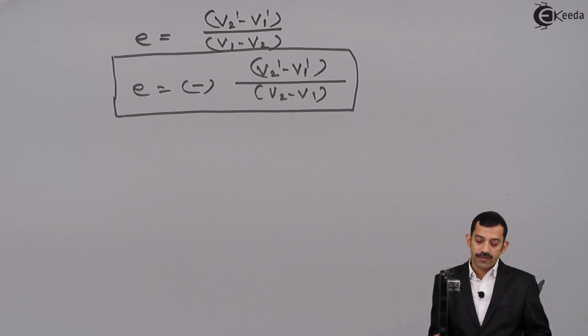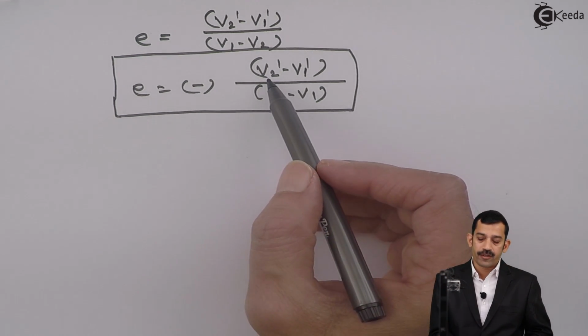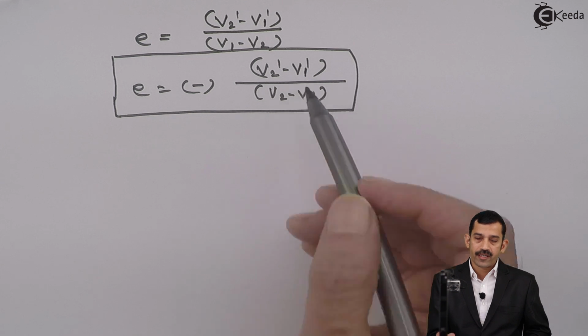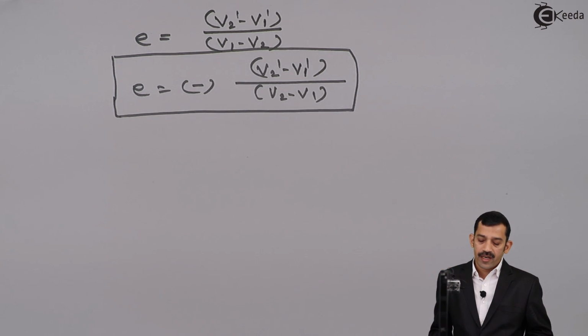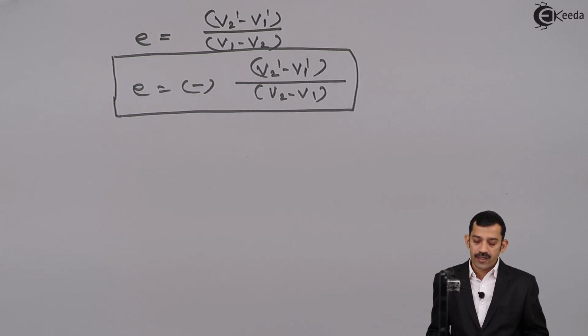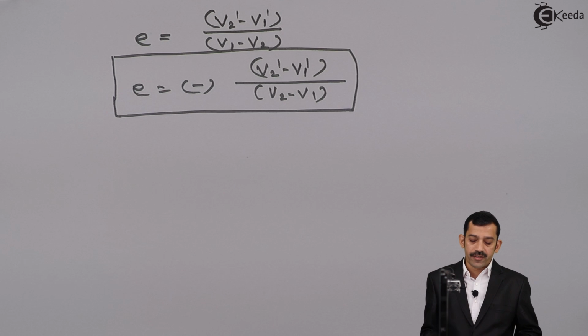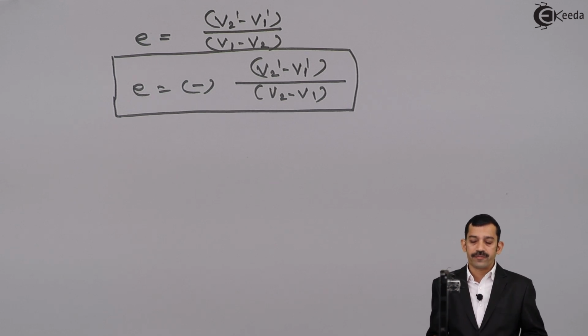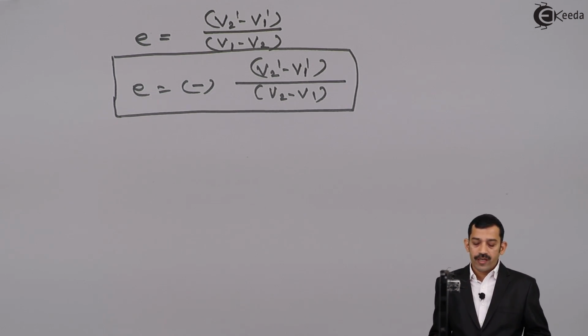That means the first velocity is always for the second body. Second, what we are subtracting is the velocity of the first body. And in the numerator, the velocities of bodies after impact. In the denominator, the velocities of bodies before impact, and the complete value is with a minus sign. Now, depending on the value of E, the coefficient of restitution, the E value varies from 0 to 1. The range of the coefficient of restitution is 0 to 1.